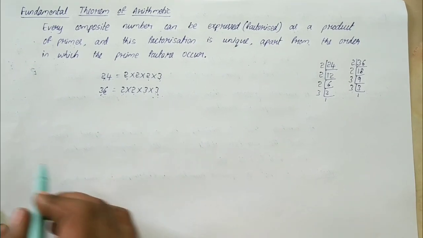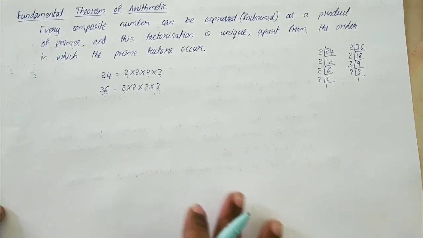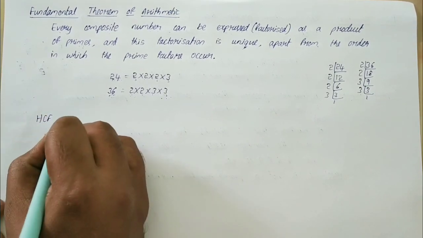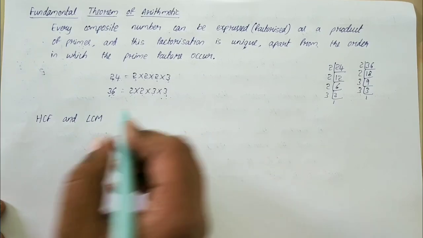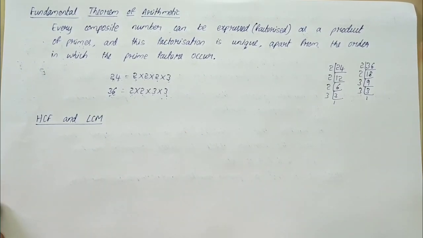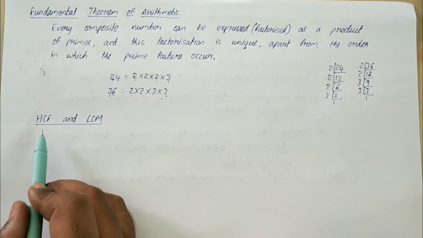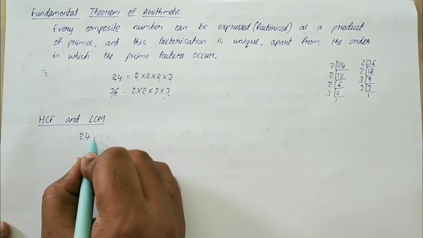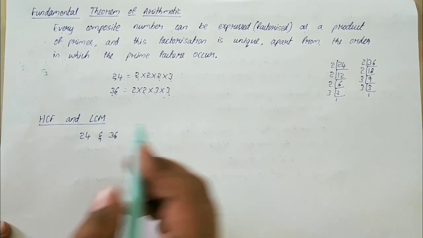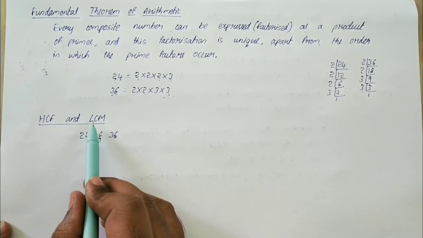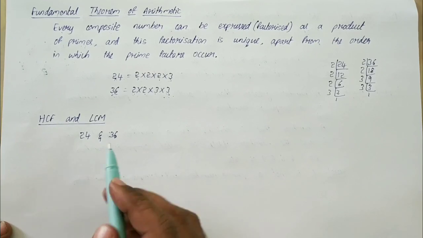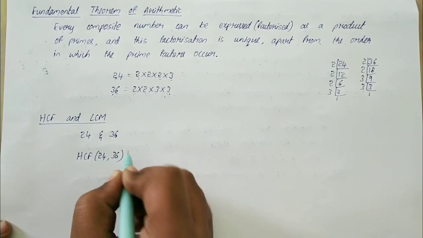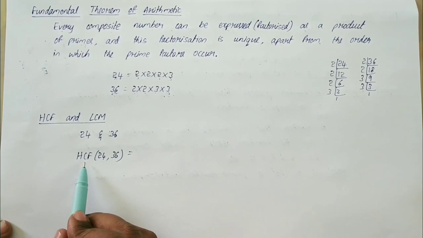So next, HCF and LCM. How to find the HCF and LCM for two numbers? For example, we have to find the HCF and LCM for 24 and 36. As you all know, HCF means highest common factor, LCM means least common multiple. So HCF of 24 and 36.